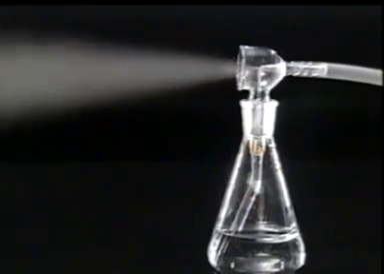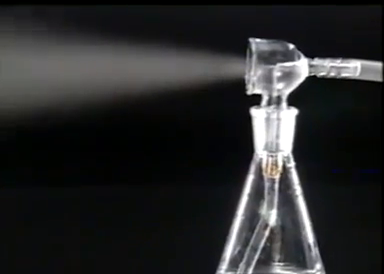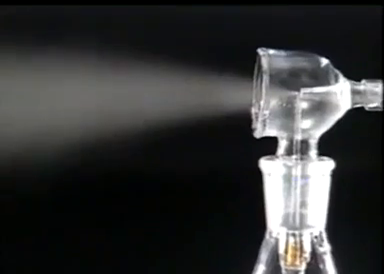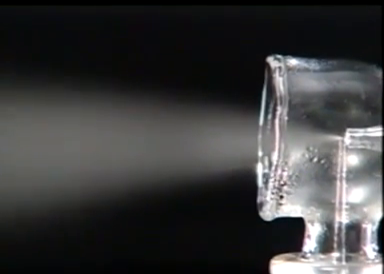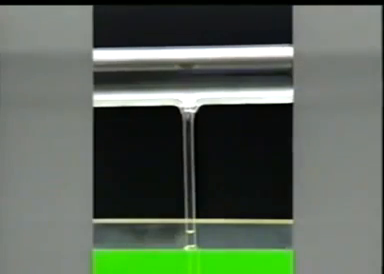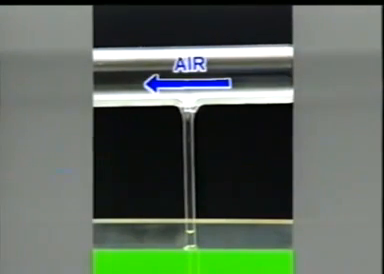Using this atomizing principle, the carburetor takes the fuel and turns it into a spray. Let's take a closer look at how it does this. When air is sent to one end of the horizontal tube, the pressure at the bottom of the tube in the water drops. The water is drawn up into the tube because of the difference between this pressure and the atmospheric pressure. This kind of pressure, which is lower than atmospheric pressure, is called negative pressure.